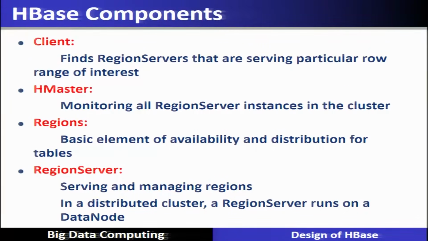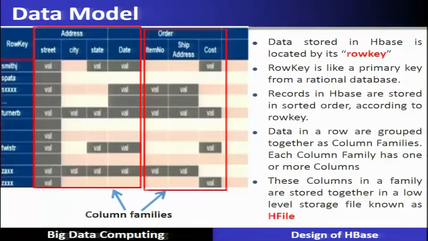The client will find the region servers that are serving the particular row range of interest. Then the HMaster monitors all the region server instances in the cluster, and regions are the basic element of availability and distribution for the tables. Region servers serve and manage the regions, and in a distributed cluster a region runs on the data node. So this is the typical layout of the data model, which is also called column families.